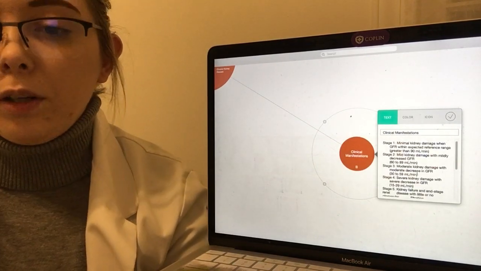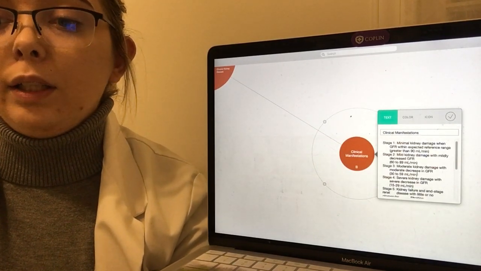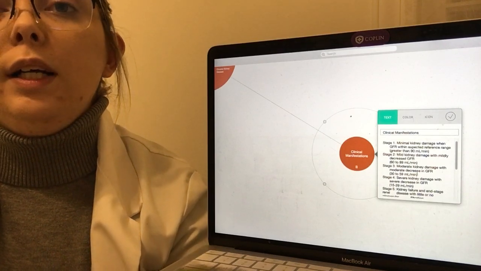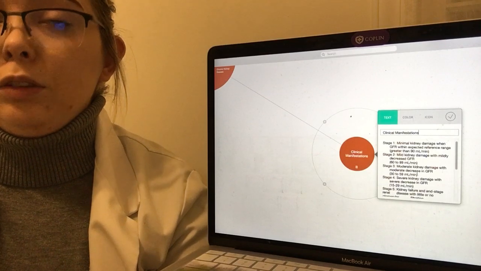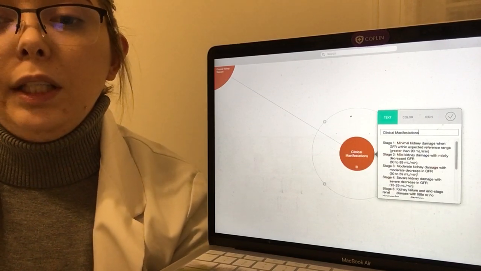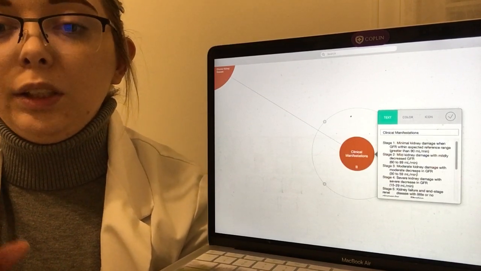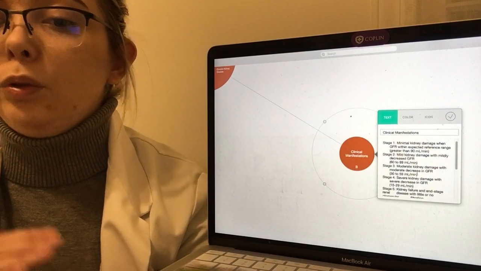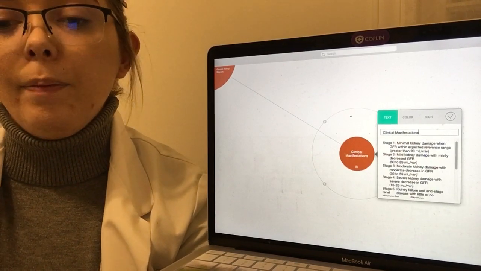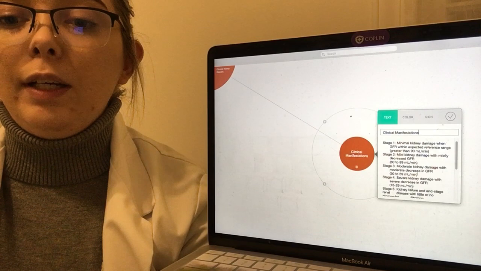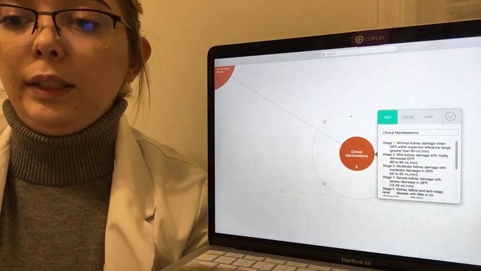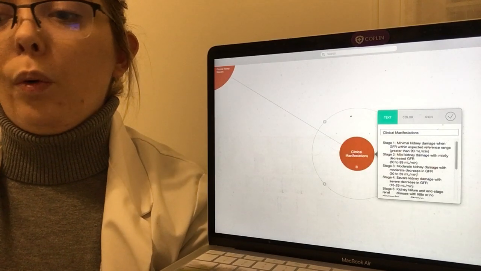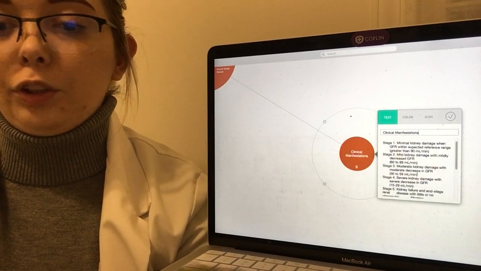Stage 3 is moderate kidney damage with moderate decrease in the GFR. Stage 4, severe kidney damage with severe decrease in the GFR. So you can see we're going from ranges of 90 down to between being 15 to 29. And then stage 5 is kidney failure, or what they call end-stage renal disease. And this is with little or no glomerular filtration rate.